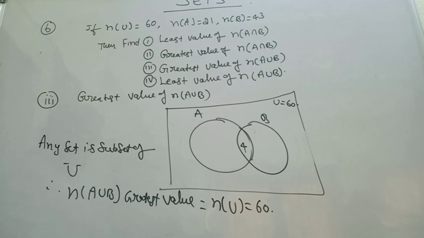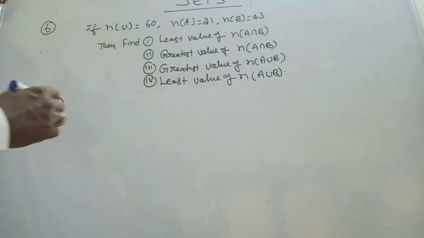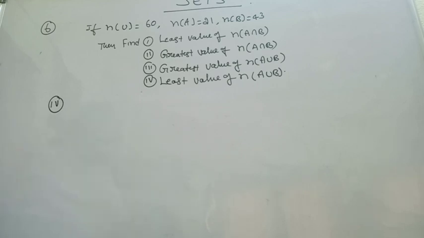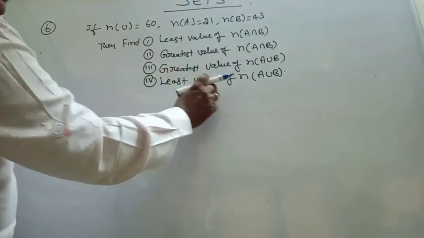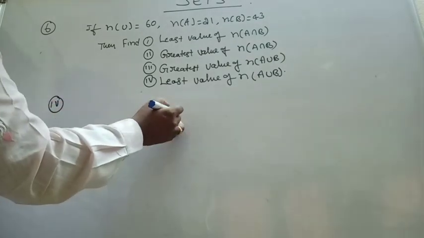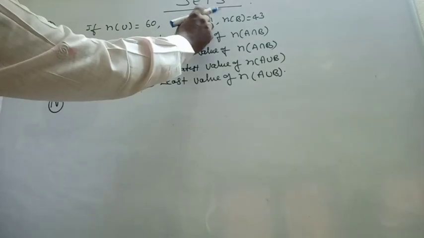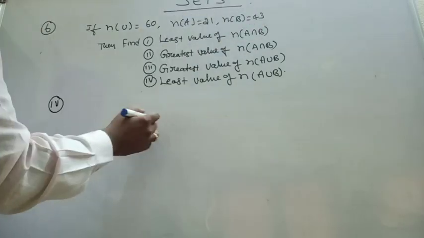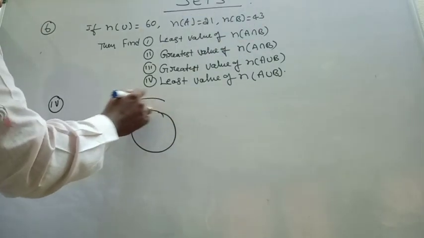Fine. Now we need to get the least value of n of A union B. When are we going to get the least value of n of A union B? That means, my dear students, when one set is a subset of another set. Here n of A is 21, n of B is 43, and one set is a subset of the other like this.